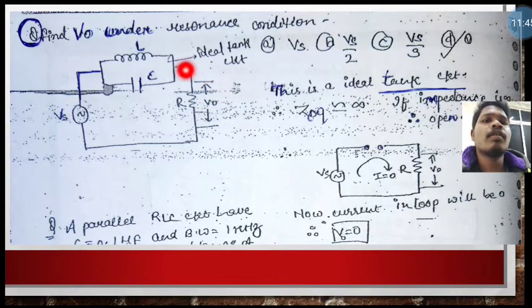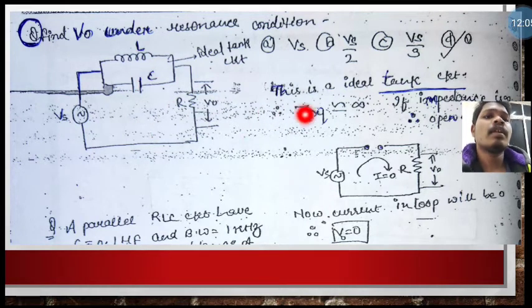Okay, so this is the ideal tank circuit. See, in case of the tank circuit, the reactance of both are the same. So here the current will be flowing in a circulating manner. Due to the tank circuit, the equivalent impedance of this is equal to infinity. So if the equivalent impedance of this is infinity, then the current will be 0.